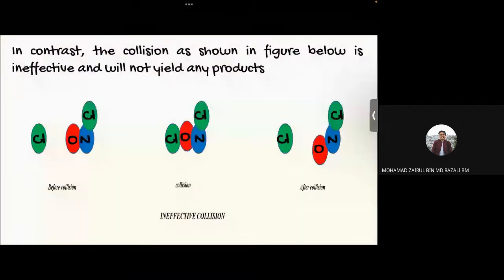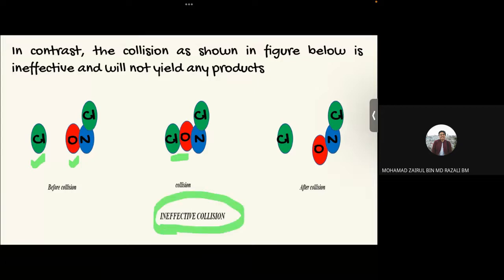Tapi, kalau chlorine itu dia berlanggar dengan atom selain chlorine yang dalam NOCl, so let's say it collides with oxygen atom dalam NOCl. Dia tak boleh sebab apa? Sebab dia masih berlanggar. Cuma dia tak efektif. Sebab apa? Sebab the collision itu does not happen under the correct orientation. So dia berlanggar sekalipun dia tak akan hasilkan produk. Ini kita panggil dia sebagai ineffective collision. Okay tak? Ada soalan? Any question? Okay, macam tak ada.